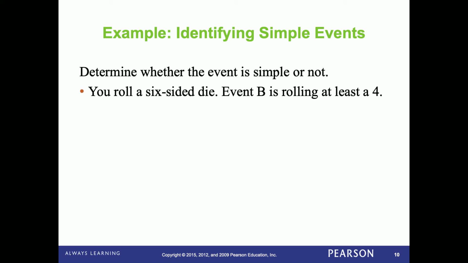Identifying simple events. All right, we're going to determine whether the event is simple or is not simple. You roll a single die. Event B is rolling at least a 4. You've got to understand what that means. So we have 1, 2, 3, 4, 5, 6. At least means 4 or greater. So our subset would be a 4 would satisfy the event, a 5 would satisfy the event, and a 6. Because this is not a single specific outcome, it is a subset, which makes it not simple.